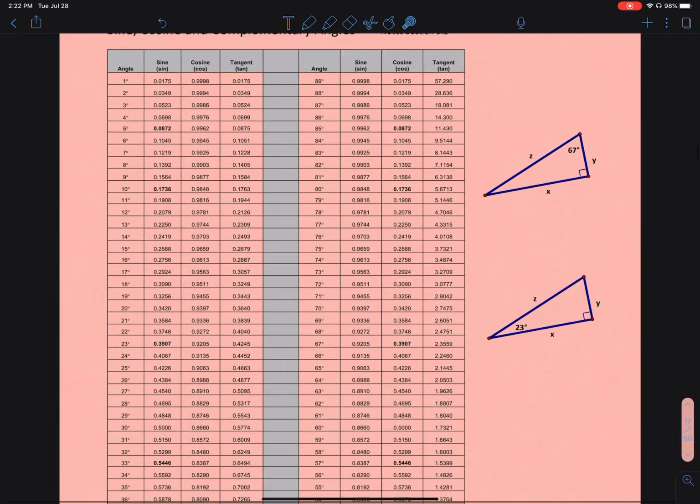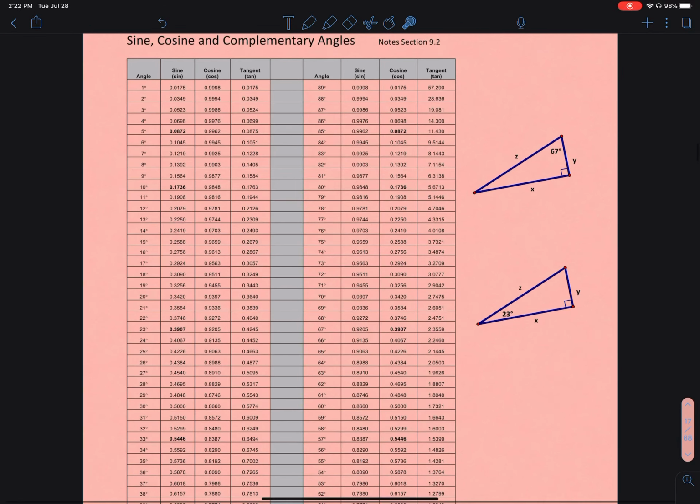First of all, I found this table, and it was made specifically so that whatever angle you have here, this angle here is its complement. So 2 and 88 are complementary. 16 and 74 are complementary. So check this out.